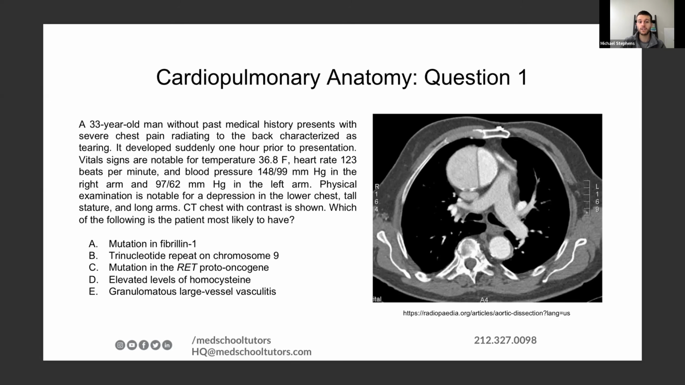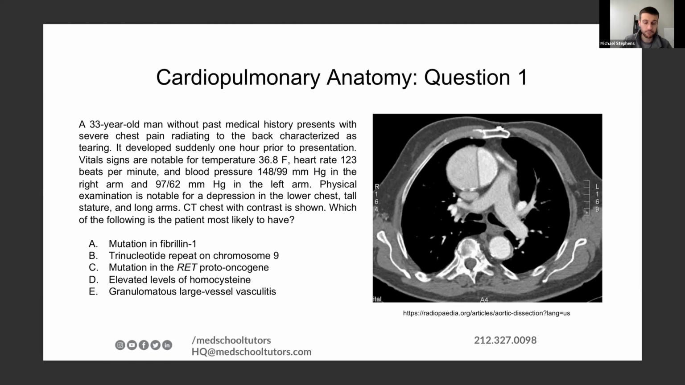So trinucleotide repeat on chromosome 9. This is also kind of a harder one, maybe a little bit more extra credit. Any thoughts on that? The trinucleotide repeat diseases, Fragile X is a good thought. It's one of them. There's kind of a short list of them, kind of high yield. This would be an example of Friedreich's ataxia. So B would be Friedreich's ataxia.